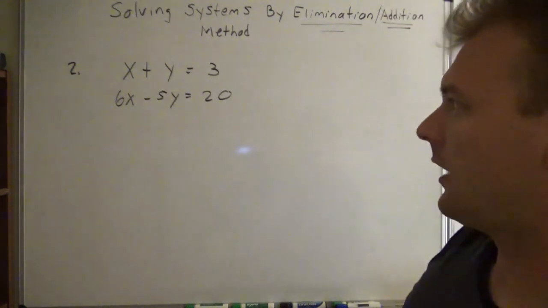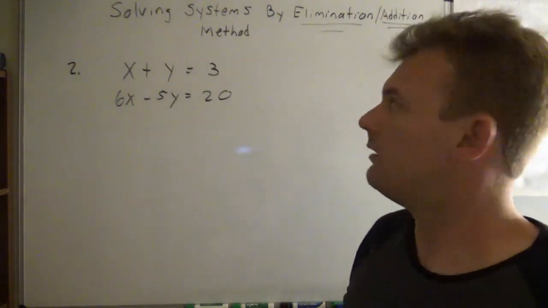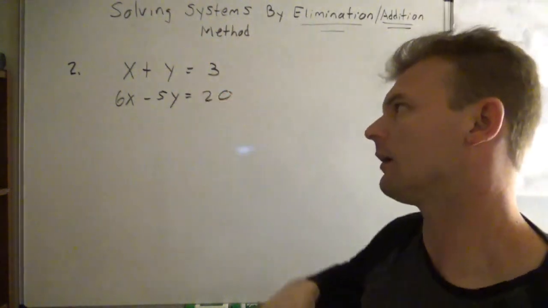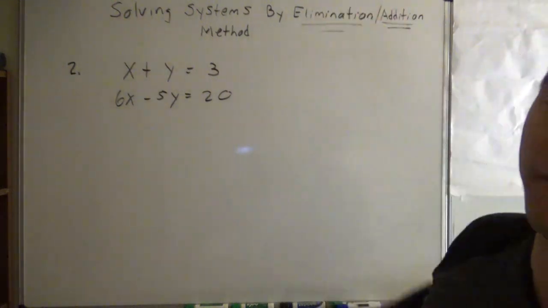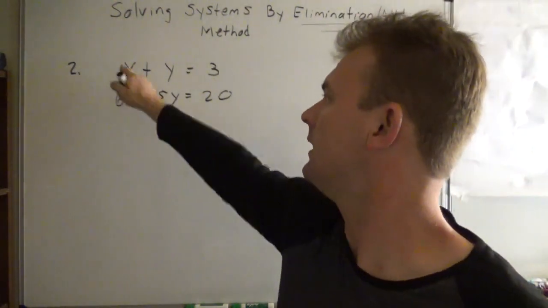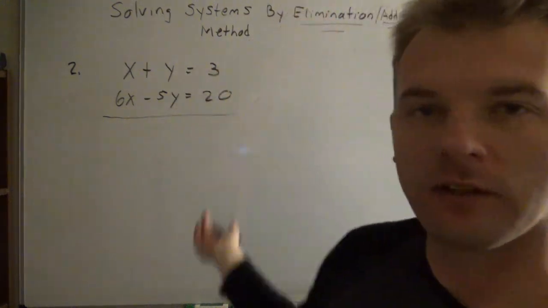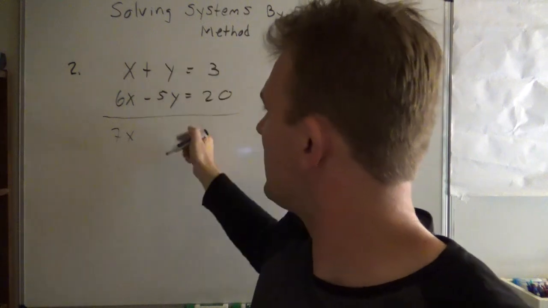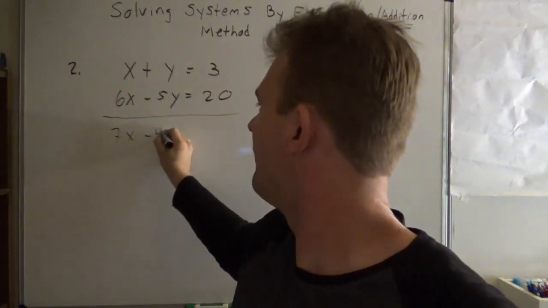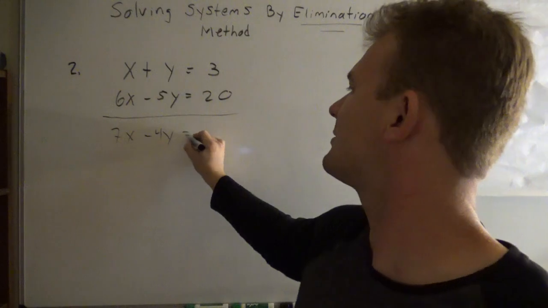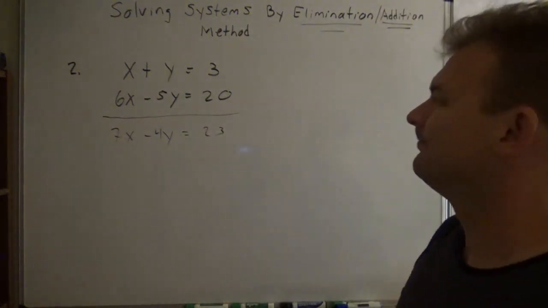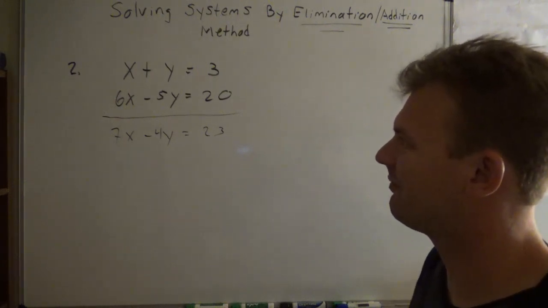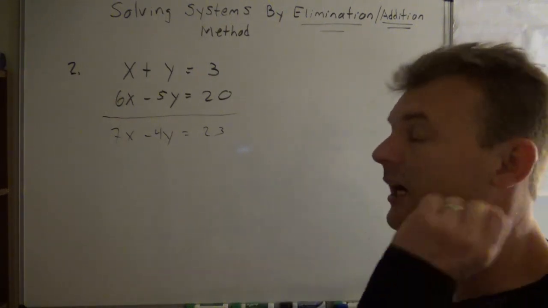Okay, so here's our idea. We want to get one of the variables to be eliminated. That's our goal. And here, if we just go ahead and add these together, we're not going to eliminate. If we just add these together, let's see what happens. We get 7x. If we add these, we get what? Negative 4y, and we get 23. Now, my suggestion is that we got to do something different, because this is not going to work.